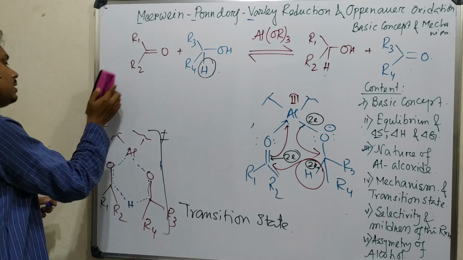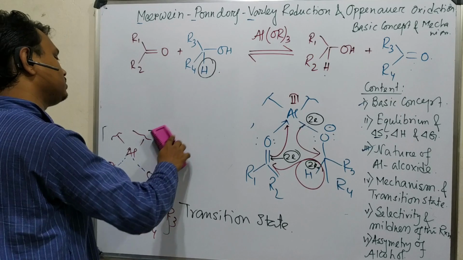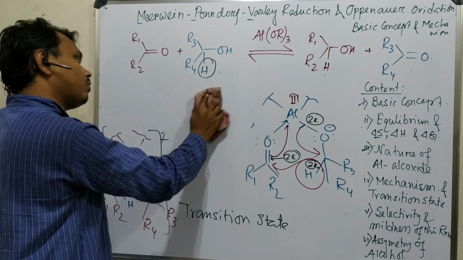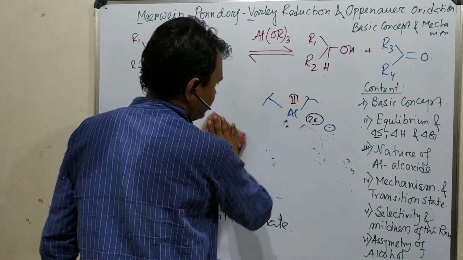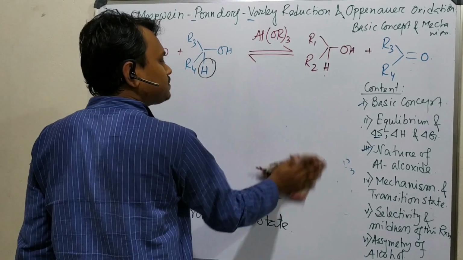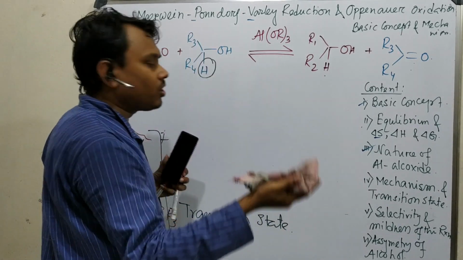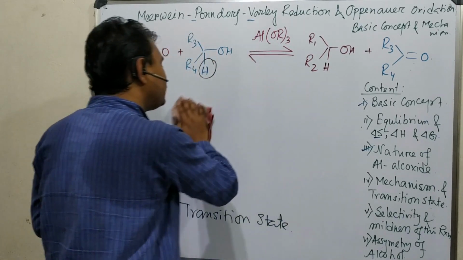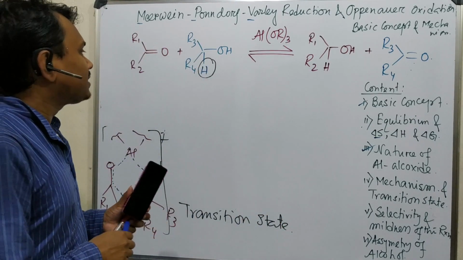Now let's focus on the asymmetry. See, if the alcohol is asymmetric, its asymmetry will be destroyed. I agree. Why? Because it's forming a ketone, which is trigonal planar, sp2 hybridized. Then how will the asymmetry of this center be retained? Not possible, because asymmetry means it should be attached to 4 different groups, and here it is not 4 different groups.